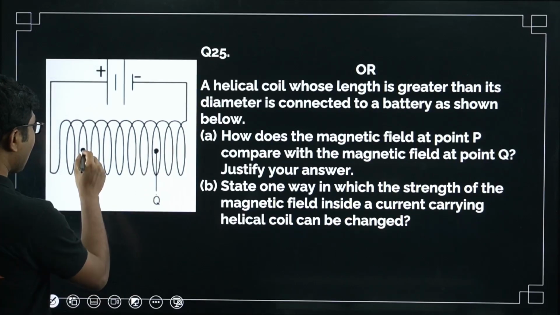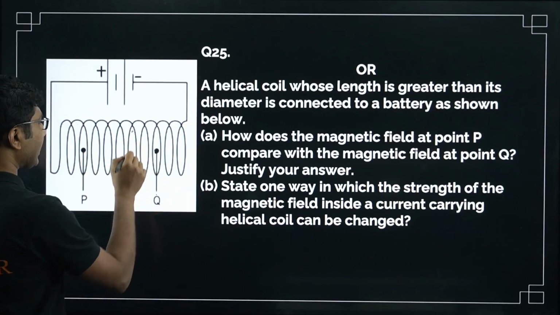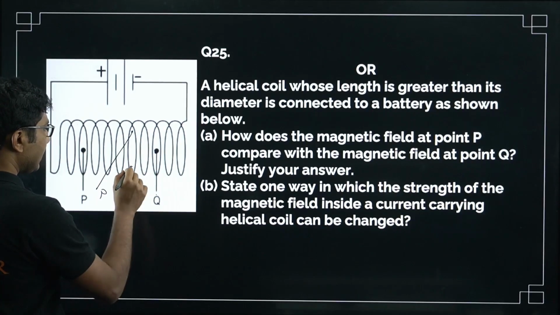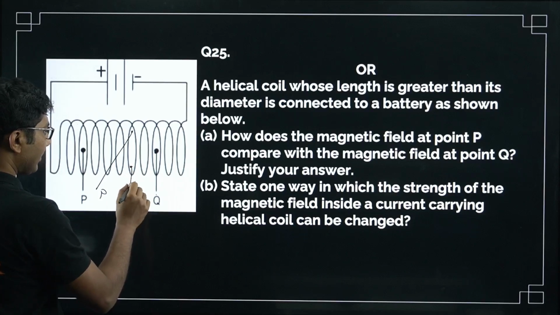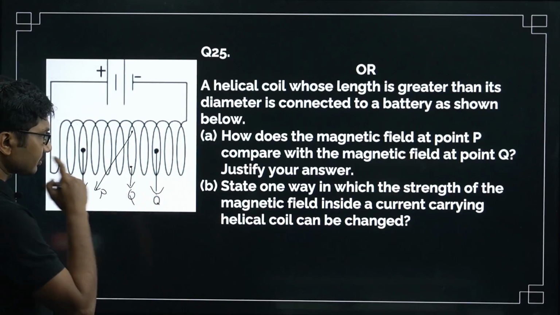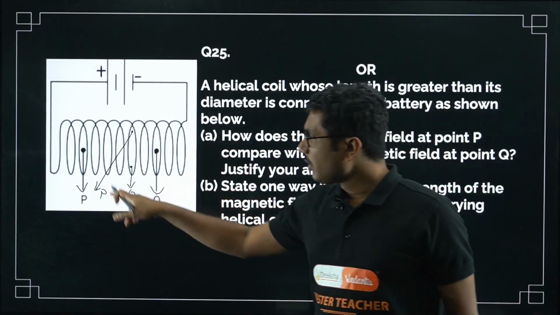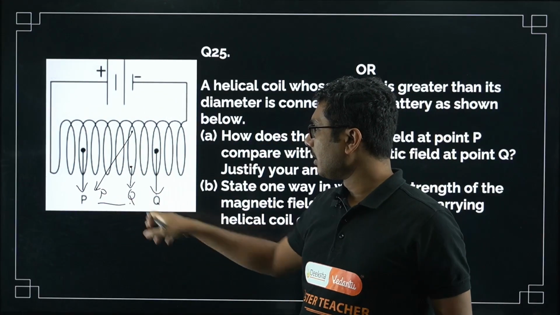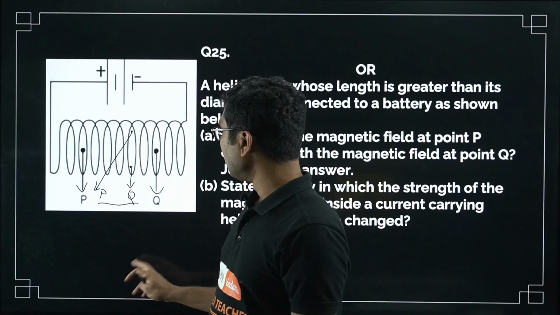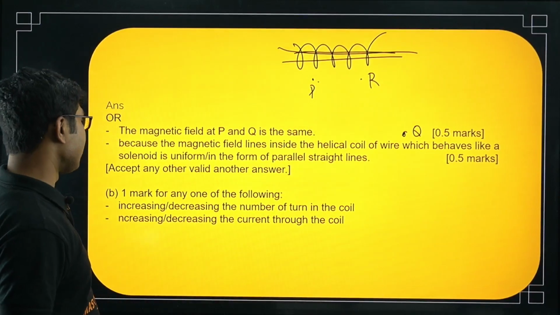So P and Q are inside the coil, so it does not matter where they are located. They are located here or here. Suppose they give you this is P, this is Q. Okay, so they have given it like this, then it would have been better. So these arrows are missing. Okay, so this is P, this is Q. In this case also, the magnetic field would be constant because inside the coil, the magnetic field is constant, uniform.